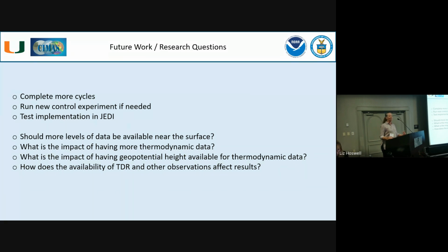we'd like to test the implementation using JEDI as well. And so some of the outstanding questions is, should we have more levels near the surface? And what's the impact of having more thermodynamic data? And in addition to thermo, we also have height assignments for every data point, which you don't have in TEMP DROP. So what is the impact of that? And then how does the availability of other aircraft operations impact the results? So this is all the ongoing work. I do have a slide about some of the issues we encountered and solutions, but I don't think it's necessary to go through that, just to say that we are working on it and the cases are proceeding.